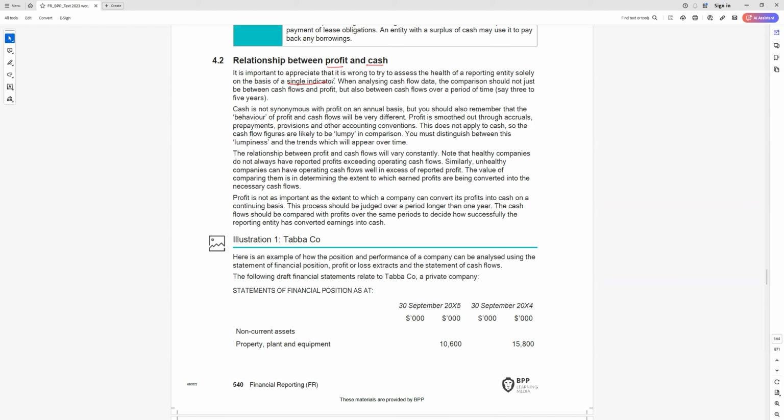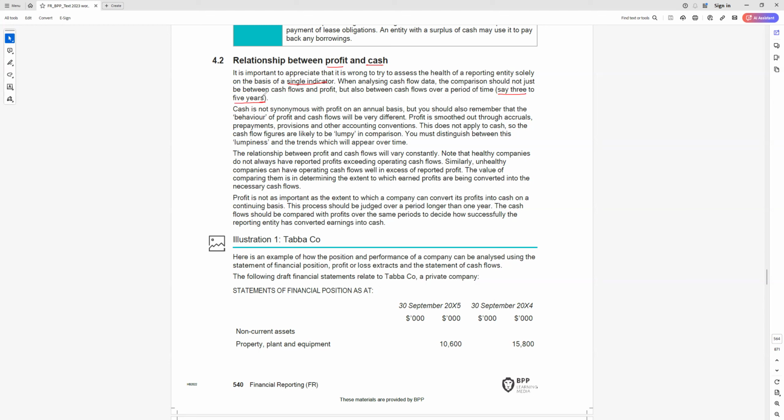When analyzing cash flow data, the comparison should not just be between cash flow and the profit, but also between the cash flow over a period of time, say 3 to 5 years. So this is what we're trying to say. We cannot just compare for 1 year because it will never give us a right figure. And that's all they explain here.